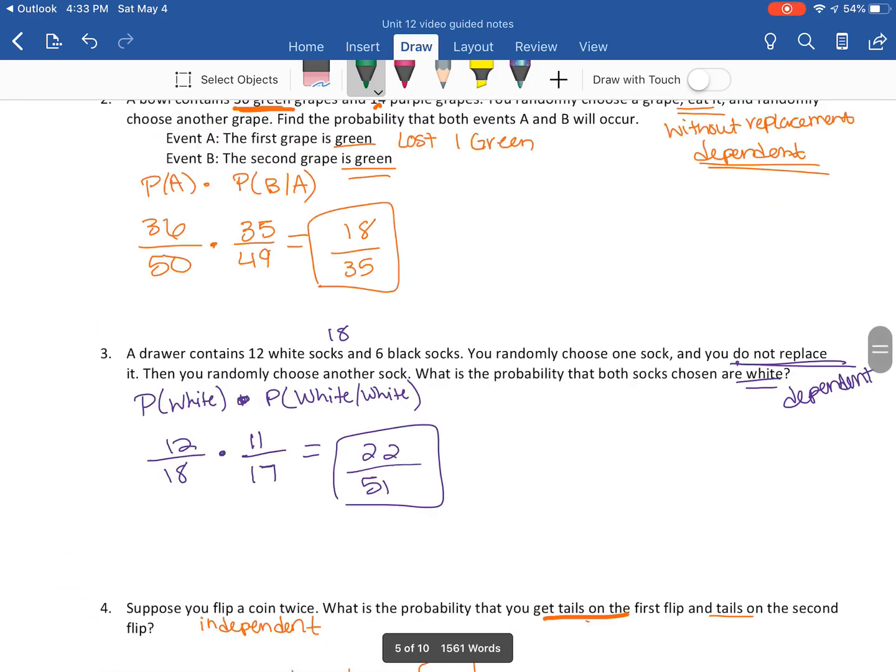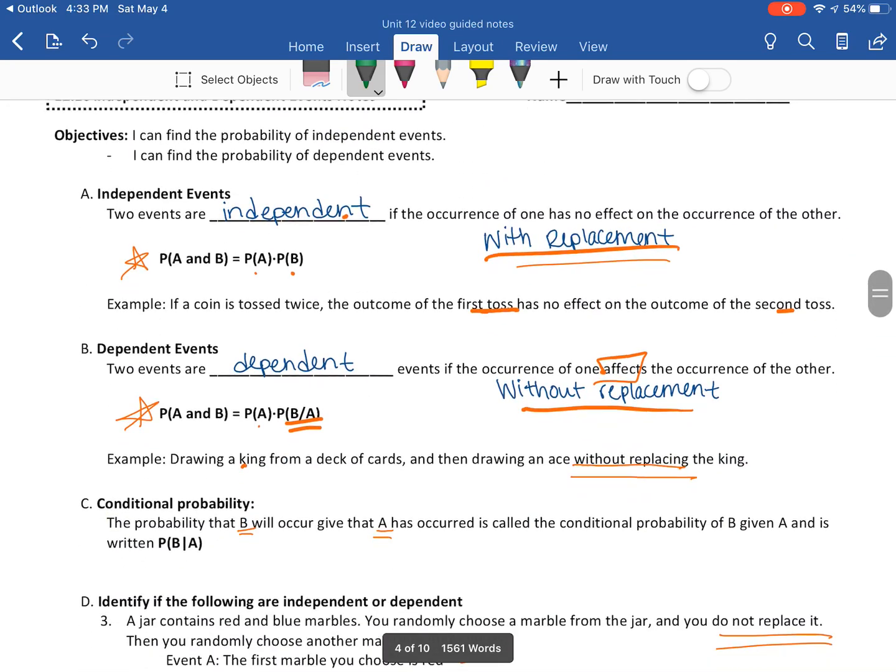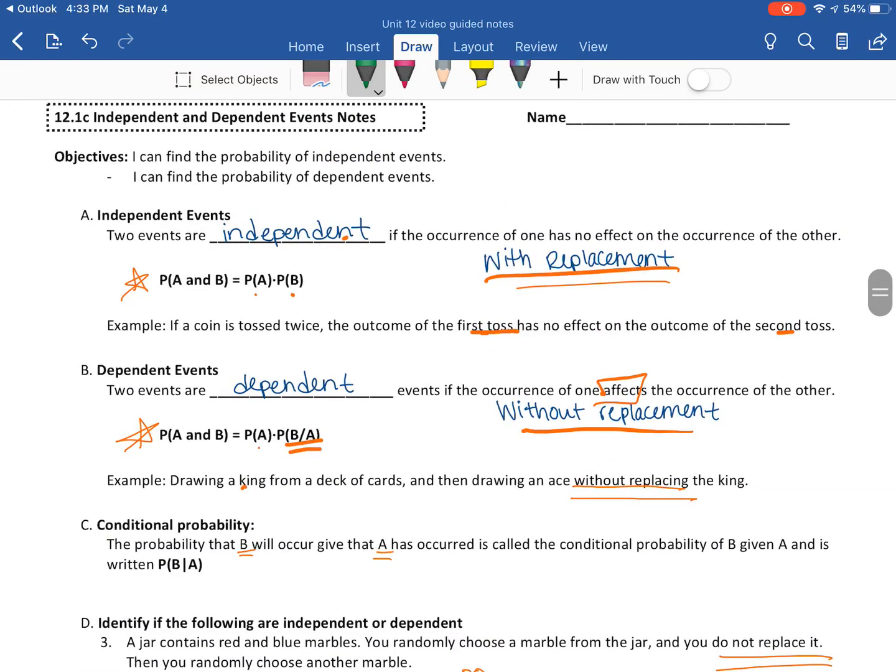So when we're talking about independent and dependent events, always ask yourself, is it independent or dependent? And then multiply your probabilities together based on that independence or dependence.